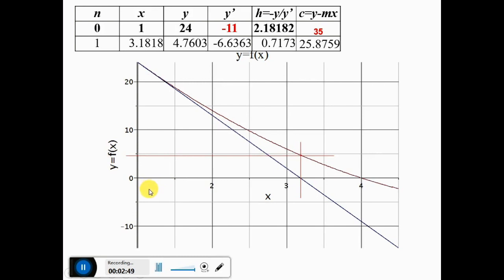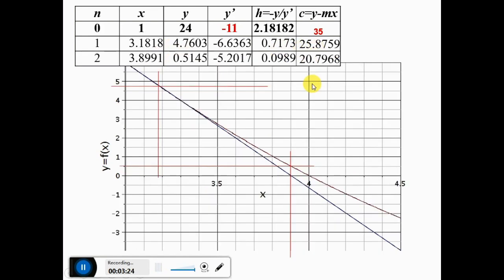Now here again I have changed the x-axis range. It goes from 1 to 4.5. 4 is the case where we complete our iteration. Now at 3.18 we have intersection with the x-axis. The tangent is hitting the x-axis. For that value we have to find out y, which is 4.7, and the y-intercept is 25.8.